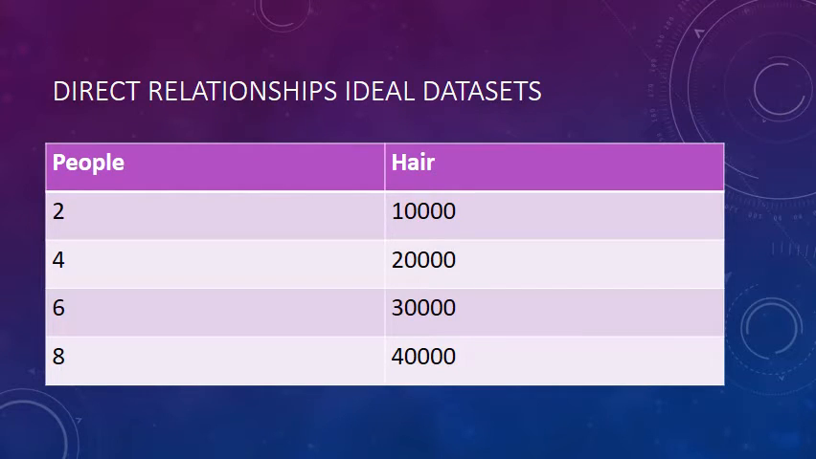If you had an ideal data set with perfect data that showed direct relationships between two variables, you'd see something like this. So for example, if you know that 2 people have 10,000 hairs, when you double the number of people to 4, we now double the number of hairs as well, right? 2 times greater. If instead of doubling we tripled to 6 people, then my hair is going to triple as well. We're going to have 30,000 hairs. Same thing if we quadruple.